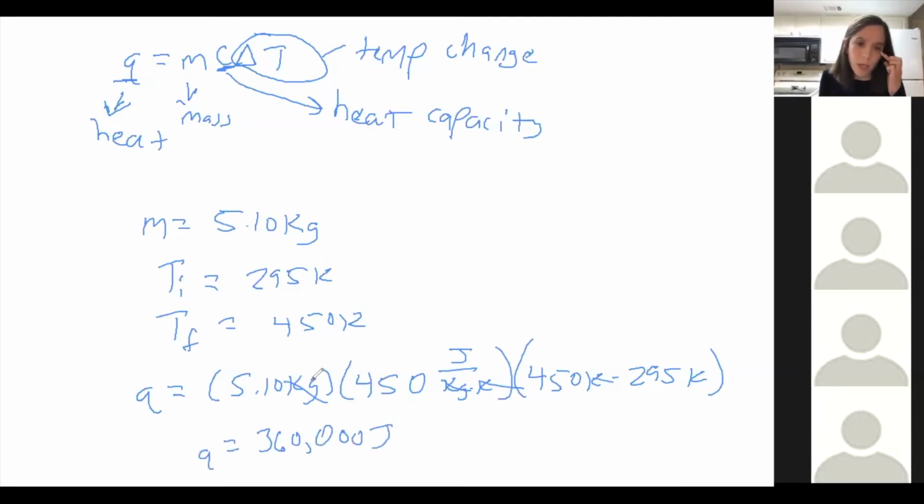For here, we have 3 sig figs. This one is reported to just 2. So our answer would have to have 2 sig figs. So we can keep it like this. This gives us 2 sig figs. Or we could write it in scientific notation where we do 3.6 times 10 to the 5th. Either one would be fine. Any questions about that?